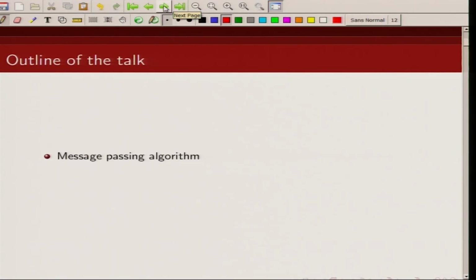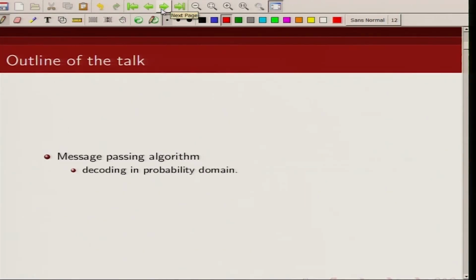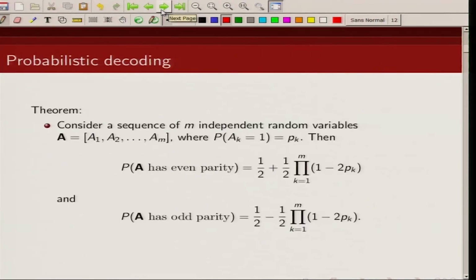Before we do that, we are going to prove some results and then use those results for decoding of LDPC codes. So, we are going to use this lemma to prove the decoding algorithm results. So, what is this result?